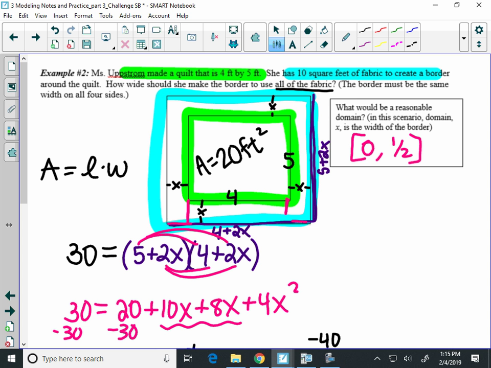Okay, so that one was long. That's the longest one we're going to do today. Go ahead and flip your paper over. Now we're going to switch gears. We've been creating equations in factored form, and we use our calculator. We use factoring to solve them.